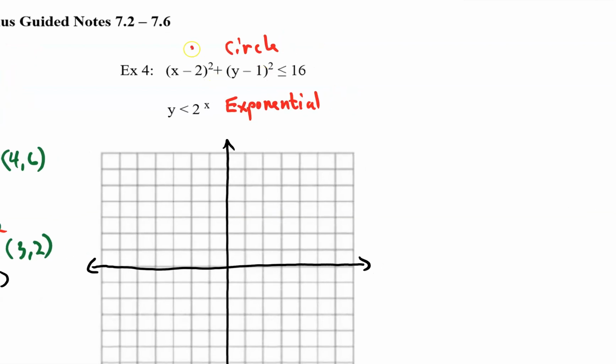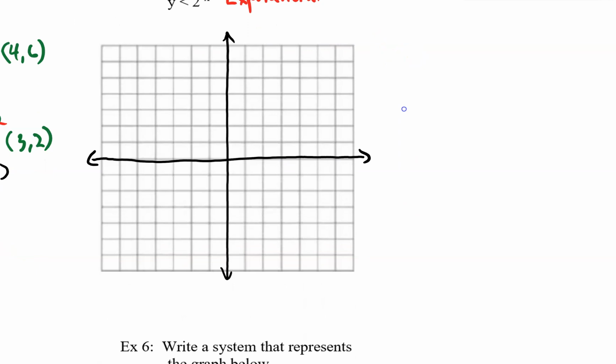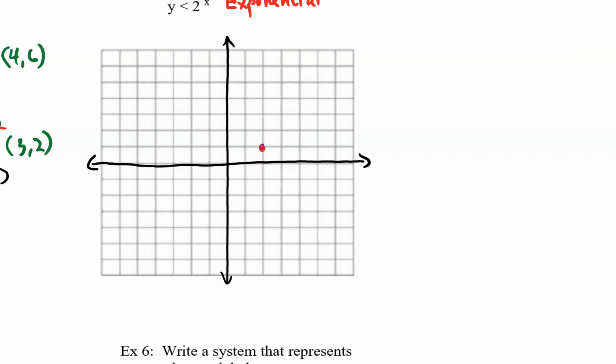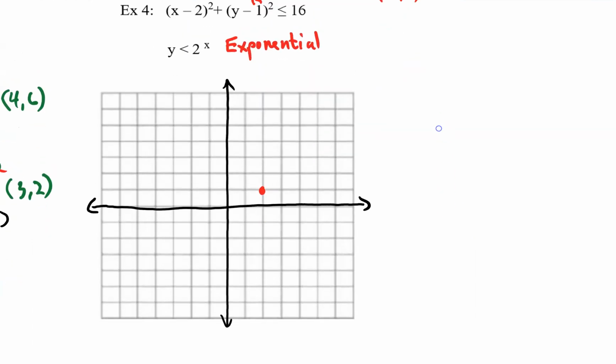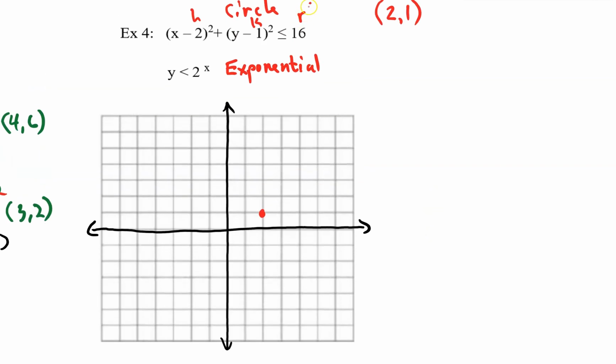The circle right here, this is your H, this is your K, and they are opposite of what you see. So the center of this thing should be at 2, 1. So I'm going to go over 2 and up 1. Here's the center. And then it has a radius squared of 16, which means the radius, being that this would be an r squared, is going to be 4. So I'd go up 1, 2, 3, 4. I go left 1, 2, 3, 4. Go down 1, 2, 3, 4. And go to the right 1, 2, 3, 4.